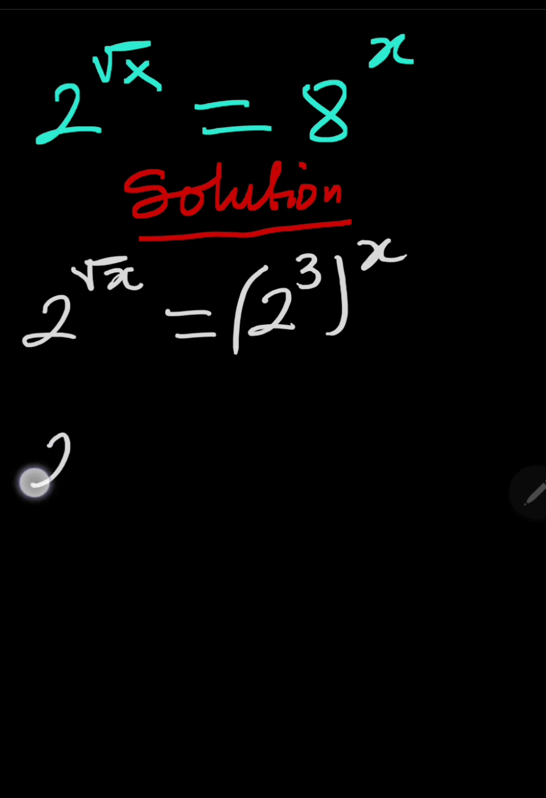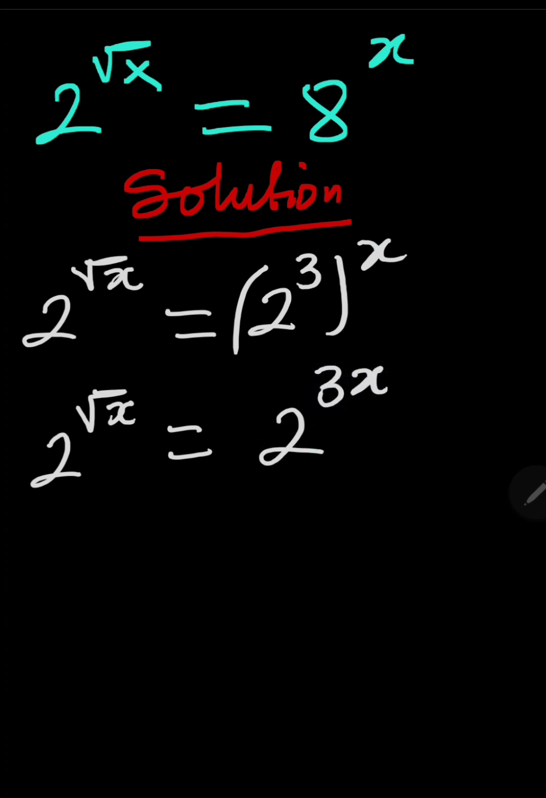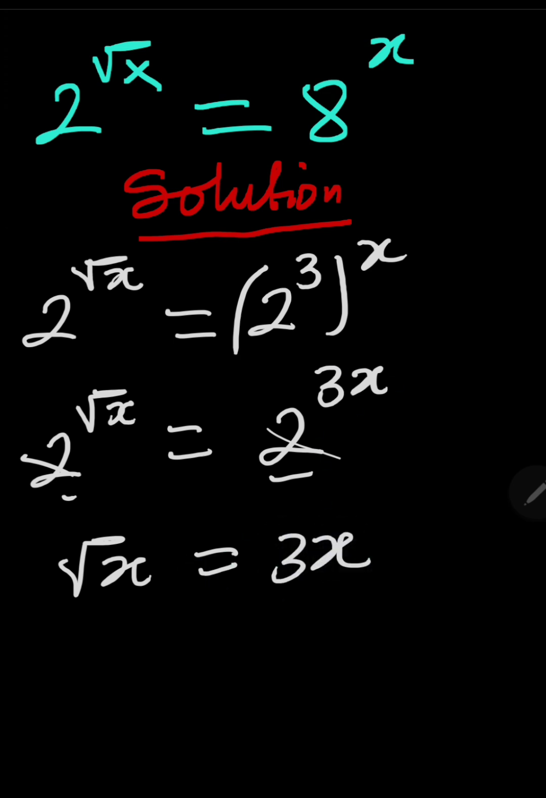So this is going to be what? 2 raised to the power of square root of x, which is equal to 2 raised to the power of 3 multiplied by x, which gives us 3x. As you can see, the bases are now the same. And one of the properties of exponents is that when the bases are the same, the powers are also equal. So we cancel out the base, then we equate the powers. The first power is square root of x, which is equal to the second power, which is 3x.